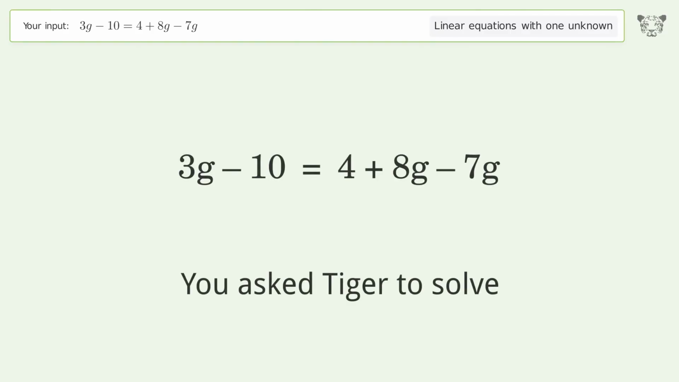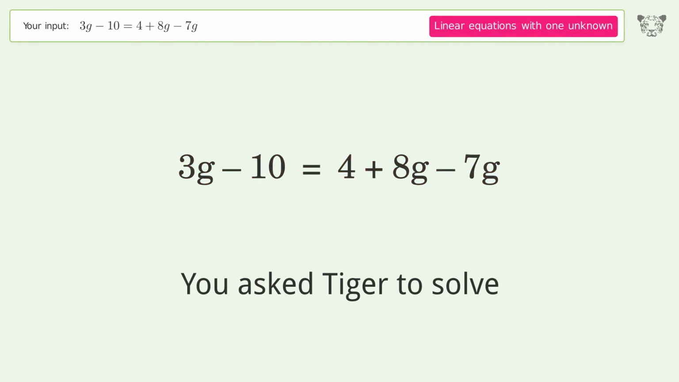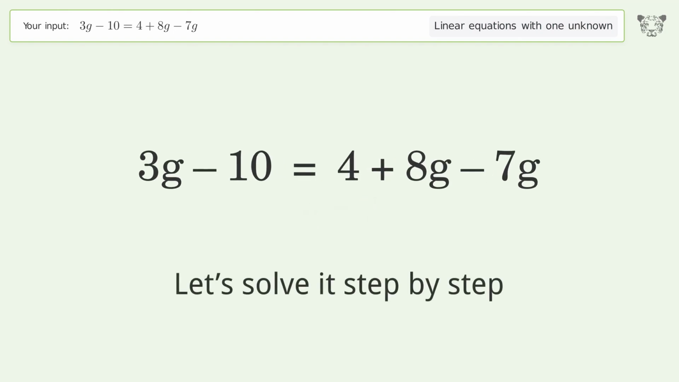You ask Tiger to solve. This deals with linear equations with one unknown. The final result is g equals 7. Let's solve it step by step.